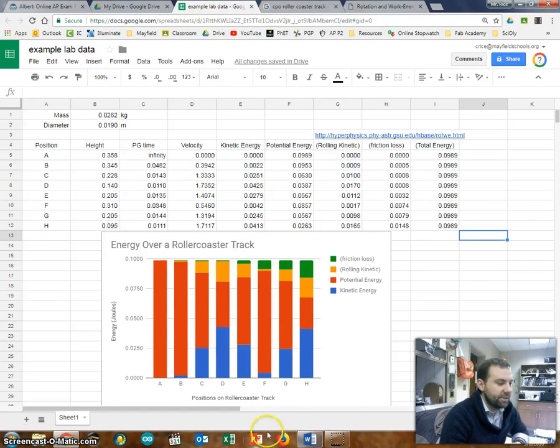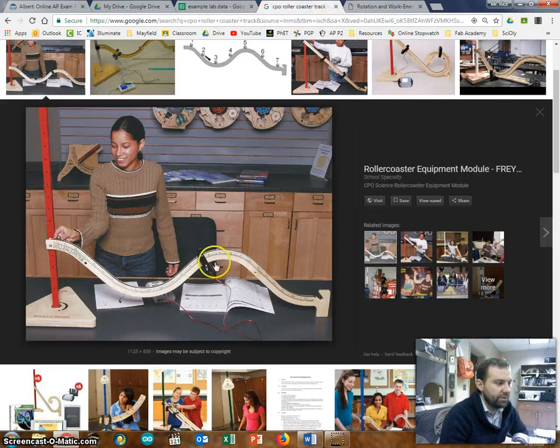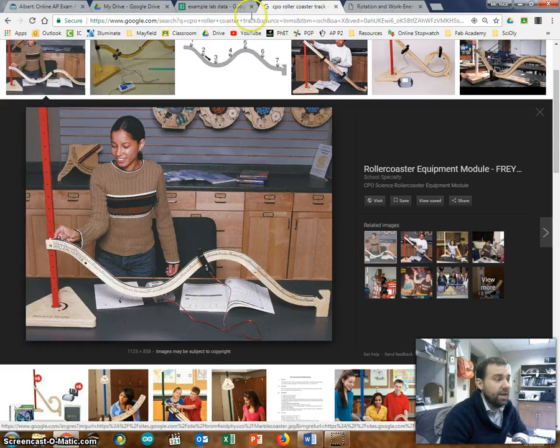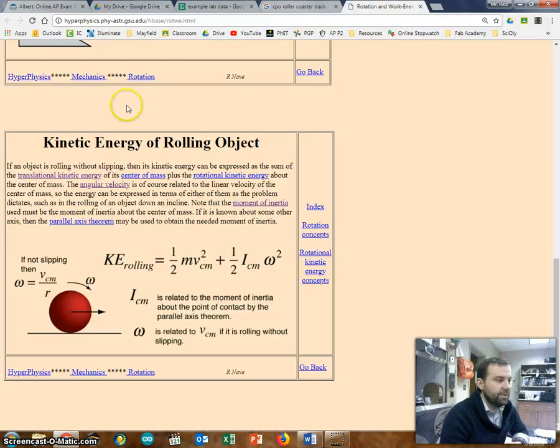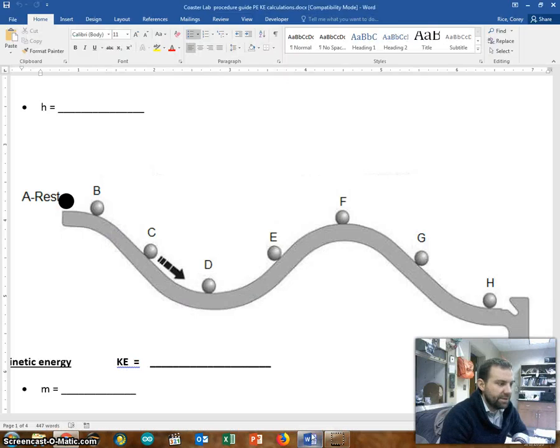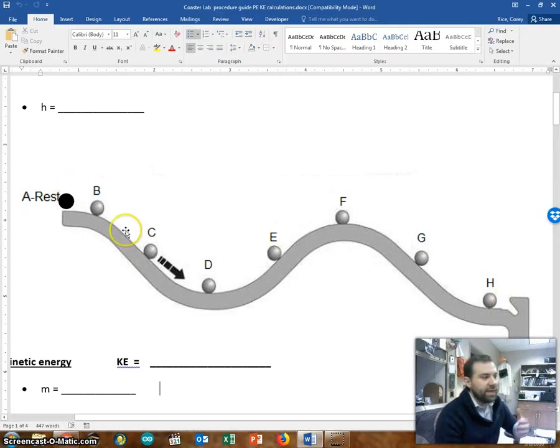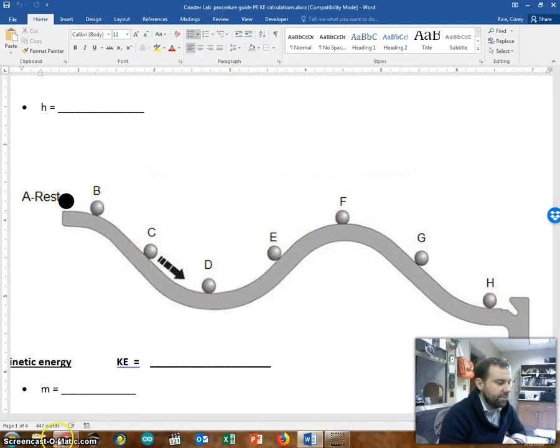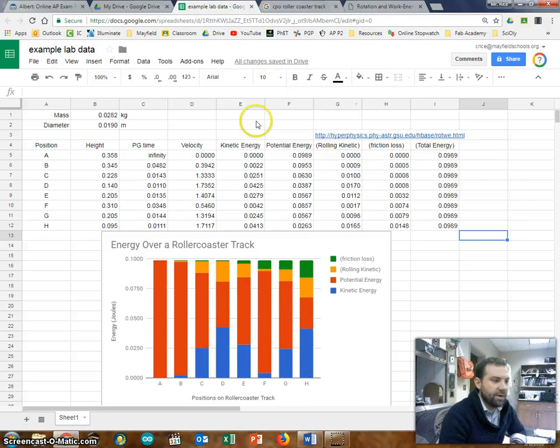The graph corresponds to labs that look like this, where there's a roller coaster track and you roll a marble down the track and record the times. We're specifically going to take a look at these positions along the track. So when you see the letters A, B, C, D, E, F, G, and H, this is what they're referring to, just so that you can see that one more time. And then we'll come back to our Google Sheet so that we can see what's going on here.